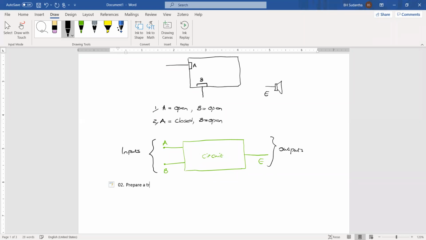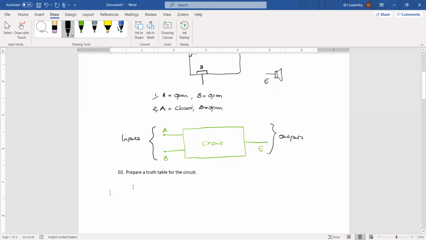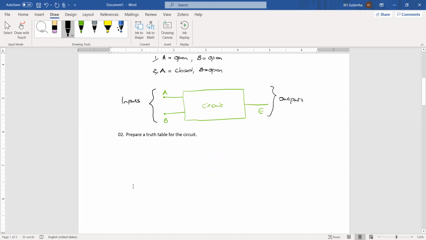prepare a truth table for the circuit. Okay. Then you have to prepare a truth table for the circuit. To prepare a truth table for the circuit, we have to identify the number of inputs. We know that two inputs are there and one output is there. Because of that, we have two inputs, A and B, and one output, that is E.